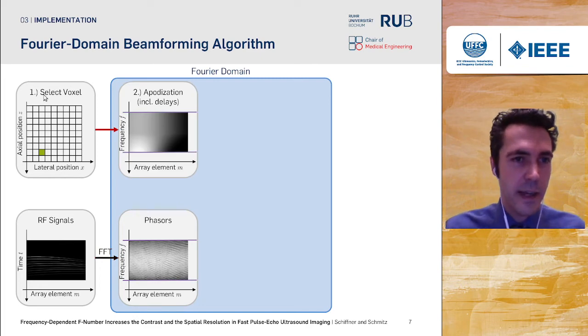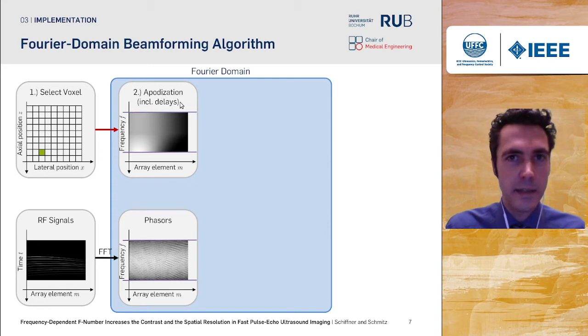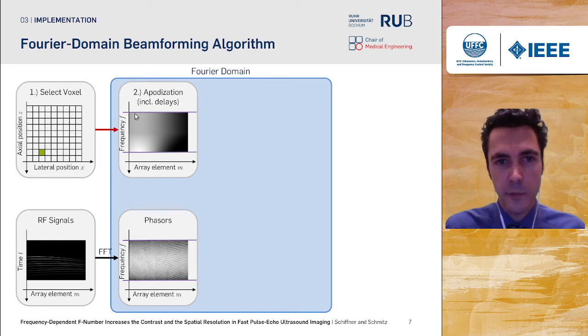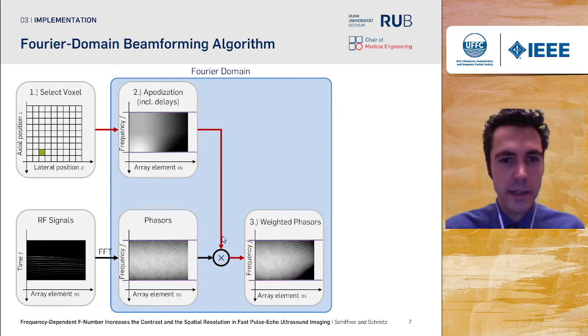We then select a specific voxel and compute the associated apodization weights. These apodization weights are complex valued and include the delays. As before, these apodization weights only have to be computed in a limited bandwidth and account for the F number. These apodization weights are multiplied with the phasors to yield the weighted phasors.